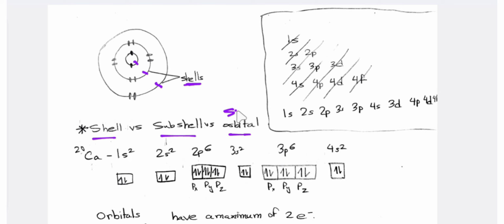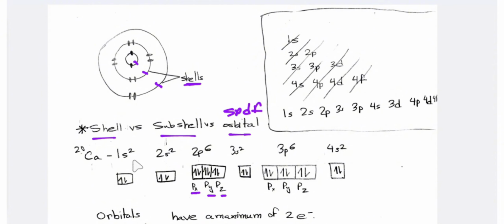Such as s, p, d, f. For example, this is an s orbital, then the p subshell has 3 orbitals, that is px, py and pz orbitals.